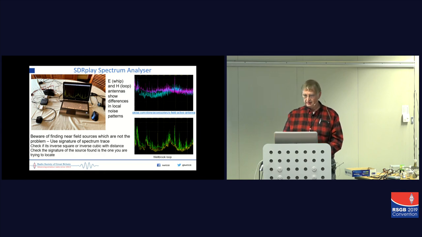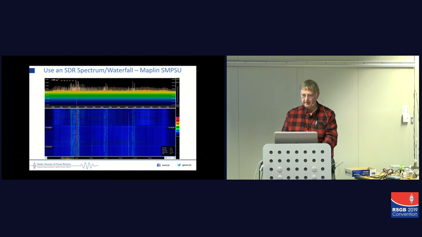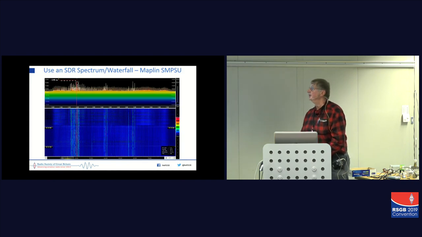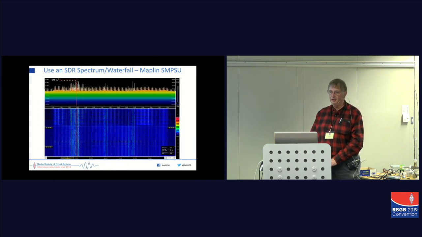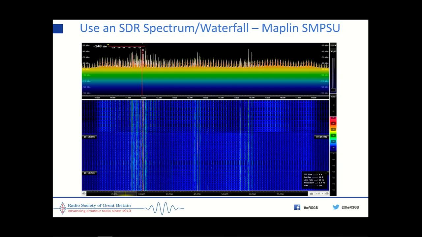If it isn't close to you, or if it's more complex, let's have a look at maybe a more complex signature. This is a simple switch mode power supply for a computer, and that shows you how distinctive the signature can be, because all of these spikes here are coming from that Maplin switch mode power supply. So obviously if you're looking for that, as you move closer you can find it.